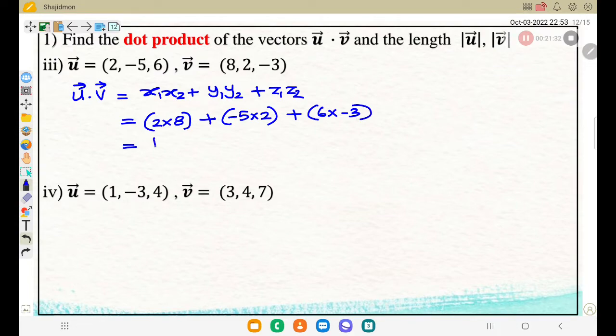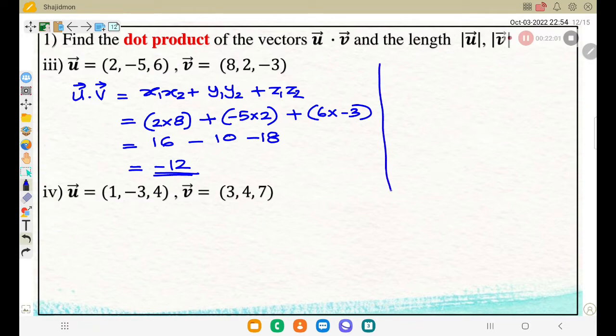Okay, so 2 multiply 8, it is 16, minus 5 multiply 2, minus 10, plus 6 multiply minus 3, minus 18. So 16 minus 10 minus 18. So we will get minus 12. Hope it is clear to you.